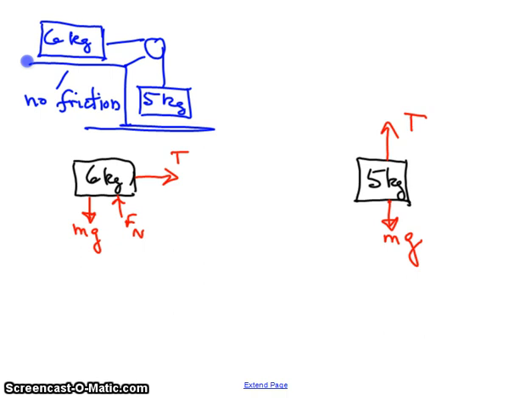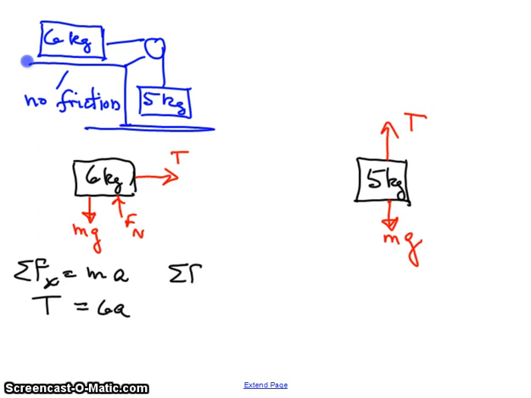So now when we solve the equations, we can write the sum of the forces in the x direction equals ma, which is going to equal 6a, and the tension is just T. Now, we can't get any further than that.